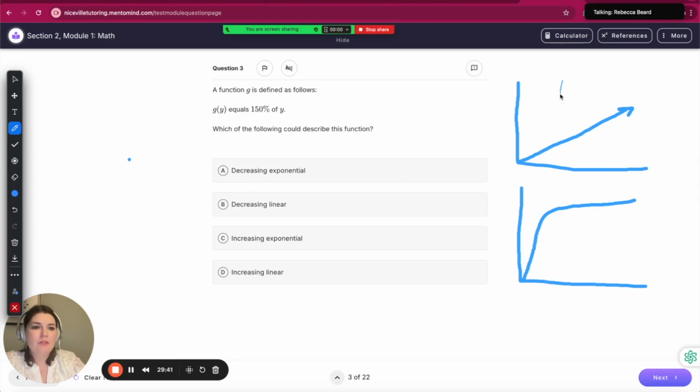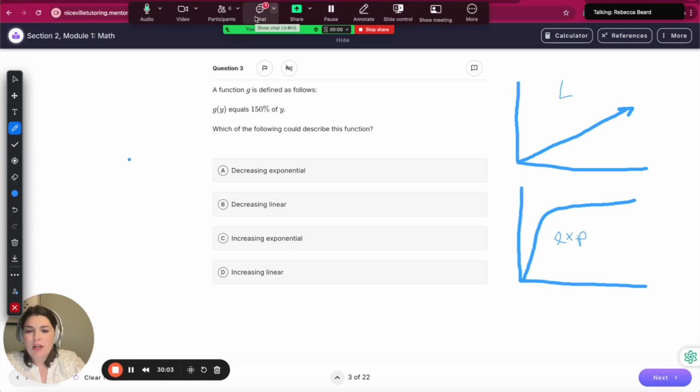So this top graph here is linear. That just means it goes up in a straight line. And exponential tends to have a carrying capacity or just honestly a crazy curve. So these are our two examples. And since it goes up pretty much 150%, it's kind of a clean curve. The answer is linear.